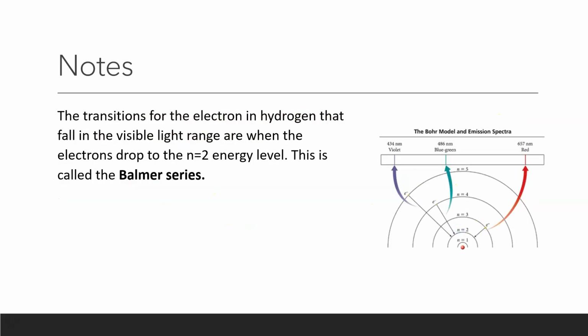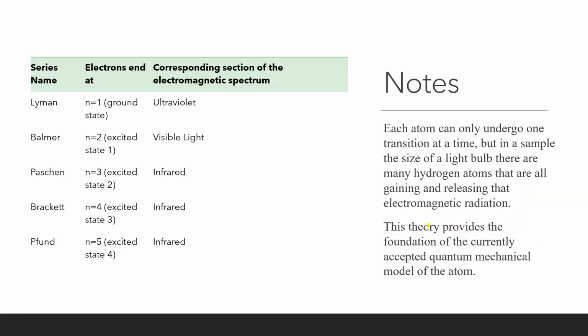So here is the emission spectra for a hydrogen atom, and it gives off very specific wavelengths. It's missing one of the transitions, but it's okay. This specific transition is called a Balmer series. There are multiple series though. I'm not going to ask you to memorize these.